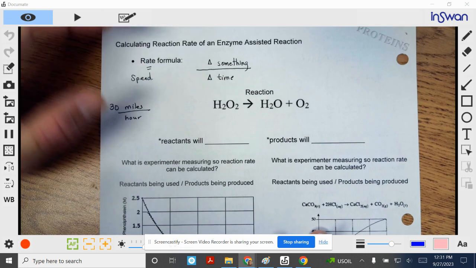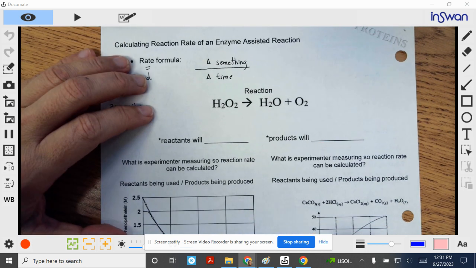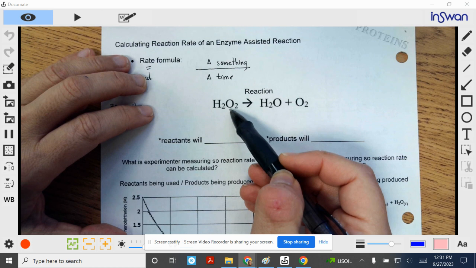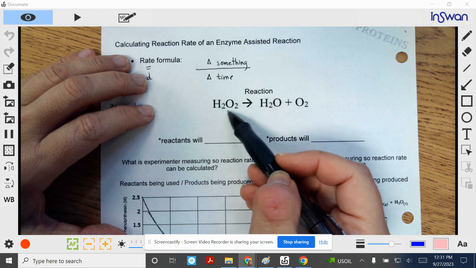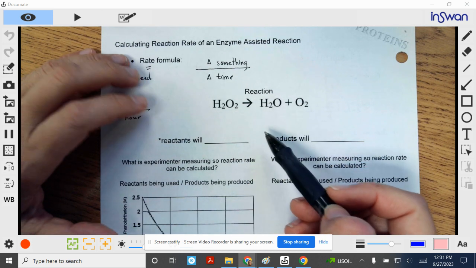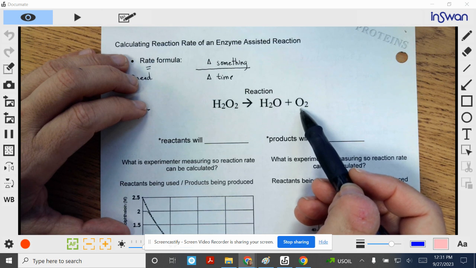Now, we can calculate reaction rates by monitoring one of two things. If we have a device that can tell us how much H2O we have every second, that would help us calculate rate. In this case, this is the substrate and this is the products. Or we could have a device that maybe could measure how much oxygen we're getting made over time. That's a product.